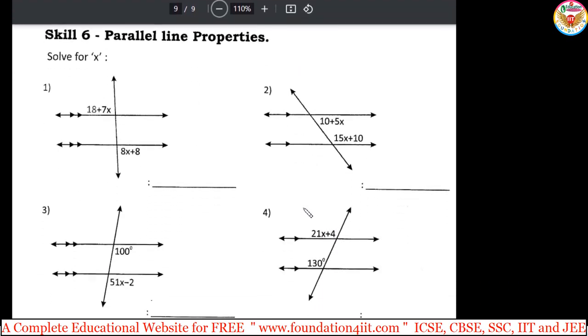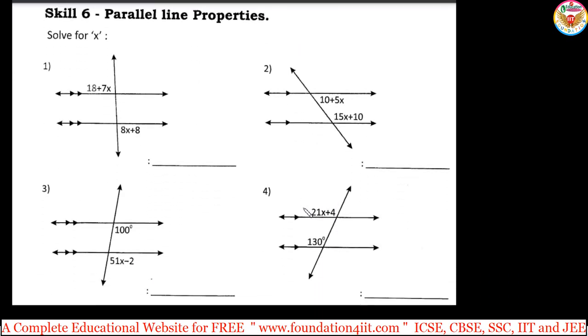Okay. Next, when we have parallel lines, we can apply the rule. Parallel lines we already studied. Corresponding angles are equal. Alternate interior angles are equal. Alternate exterior angles are equal. Depending on that, the first one is alternate exterior. So alternate exterior angles are equal. That means 18 plus 7x is equal to 8x plus 8. Take 7x to this side: 8x minus 7x. 8 you can take to the LHS: 18 minus 8. So 10 is equal to x. Therefore, x is equal to 10.